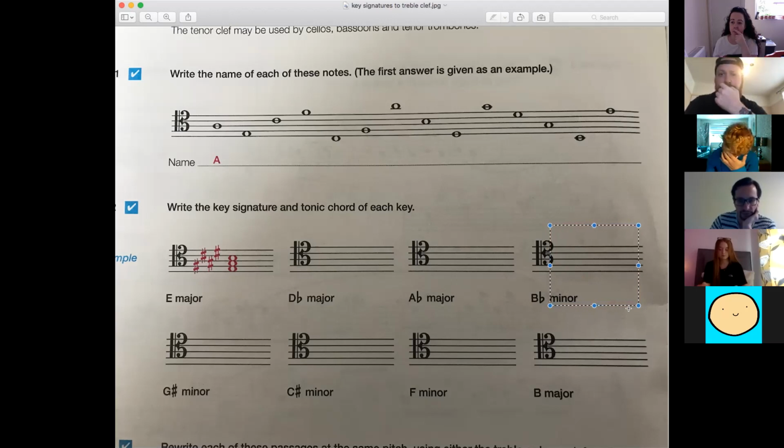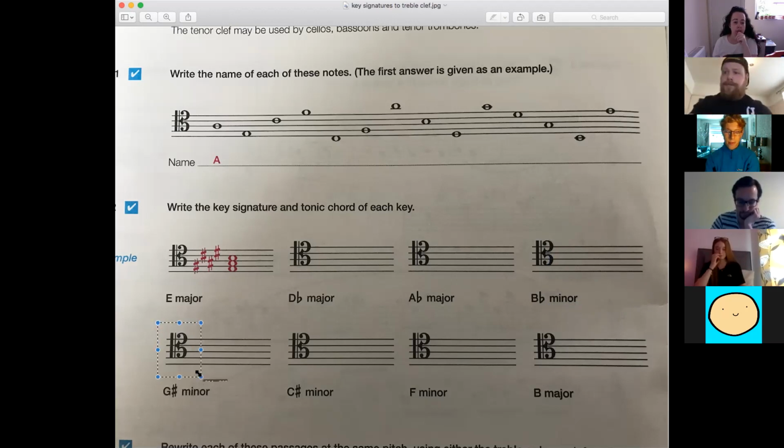Yeah, Johnny's given me a good answer there. How many flats? How many flats will we have in B flat minor? 5. Well done, Chloe, 5, yeah, good. So we'd put our 5 flats in there. It's a tricky one, that, because obviously we're dealing with sharps and flats. Okay, let's try another one then.